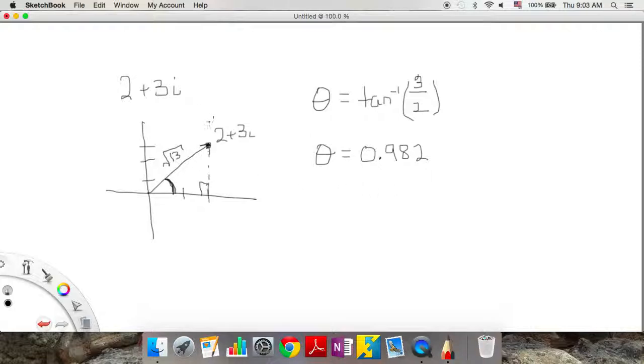And we know that since the real part is positive and the imaginary part is positive, it's supposed to be in the first quadrant. We know 0.982 radians is in the first quadrant because, remember, the first quadrant goes from 0 to pi over 2. So we know that 0.982 is between 0 and pi over 2. So we know that it's in the right place. So here's our argument for this particular complex number.